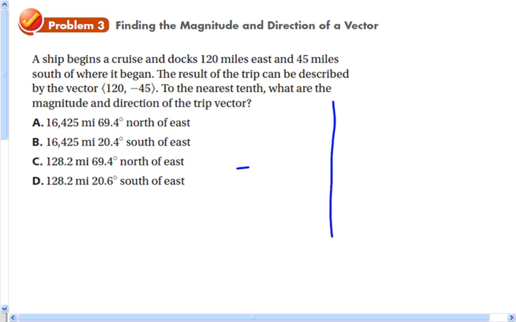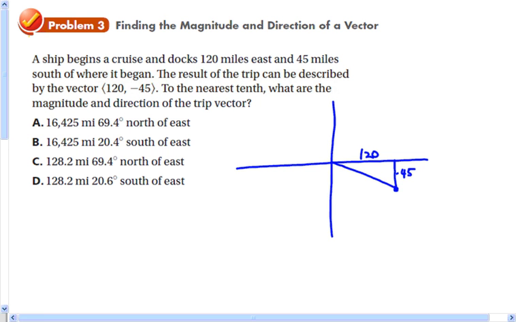So if we have an x and a y axis, 120, negative 45 means we're going east 120 because it's a positive direction, and 45 south. So I'm just going to guess that it's right here. So on my axis, I can say I went 120 this way and then 45 down this way.